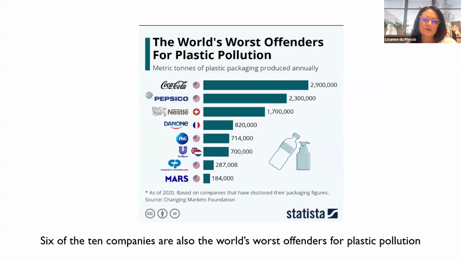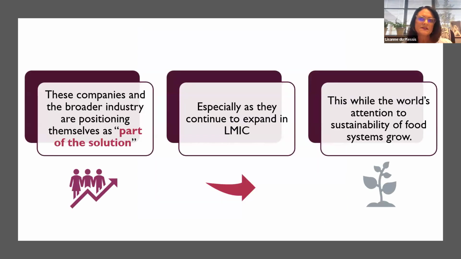On this slide, I want to show you, though, that 6 of these 10 companies from the previous slide are also the world's worst offenders for plastic pollution. But what is happening is that these companies and their broader industries are positioning themselves as part of the solution to the problems that I just mentioned to you on the slide there from Nature Food.